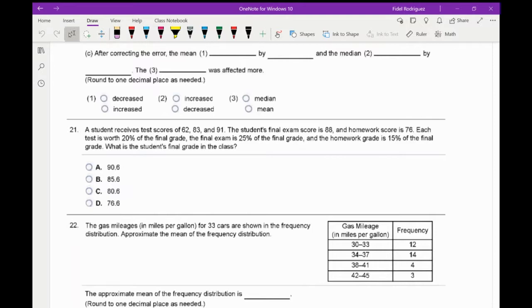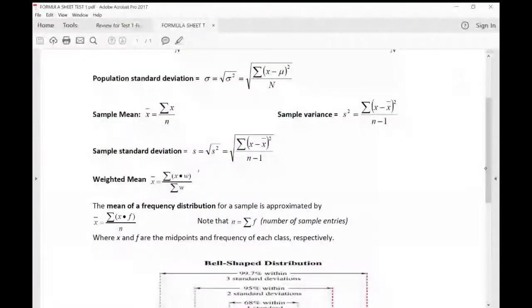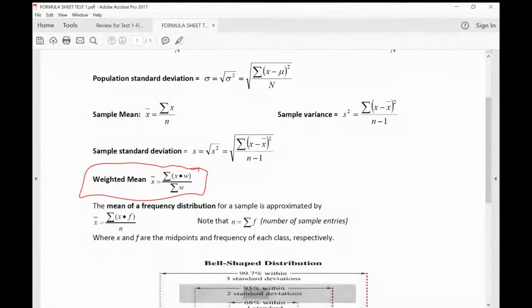Okay. So I'm going to pull up the formula sheet again so you guys can see it. Let me stop sharing this, and then share the formula sheet one more time. Here we go, formula sheet. Okay, so guys, weighted mean, if you can see, it is right here. There's my formula for weighted mean, right? I'm going to show you how that formula applies to the problem we're going to do right now, which is number 21.